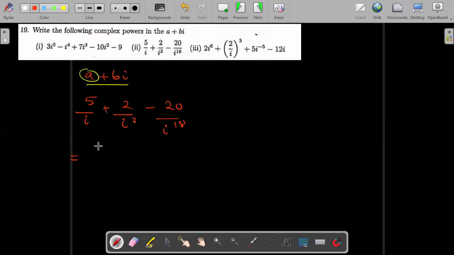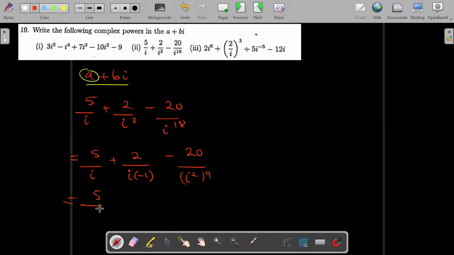So here I can write this as 5i. Then I can simplify this. Here I know this will give me 2, then I'll get i there. Then I know there's an i squared here, so that i squared is just going to be what? Negative 1. Then minus 20. Here I'm going to get i squared to the power 9, which is negative 1 raised to an odd power, so that will give me just negative 1.